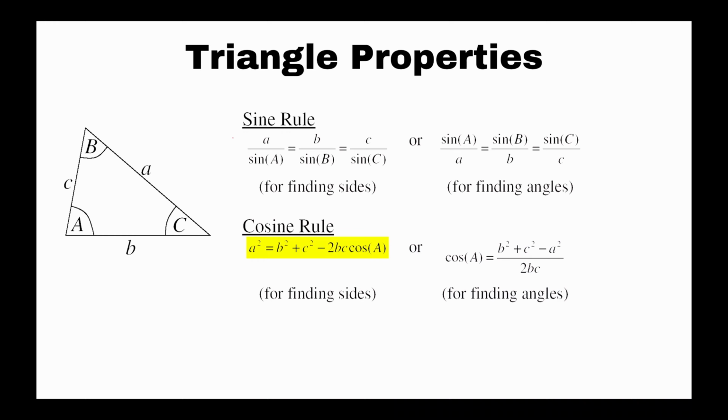So there is a sine rule which is used for finding sides, which is a by sine A is equal to b by sine B is equal to c by sine C. Or let's say if we need to find out our angles, we can write it in reverse order as well.